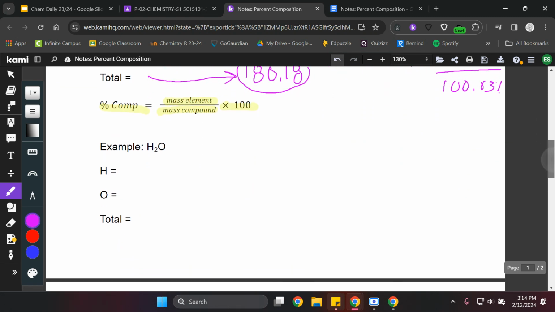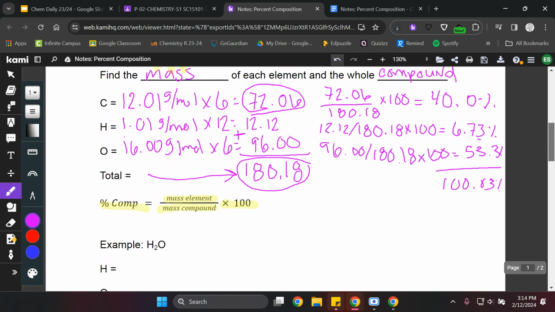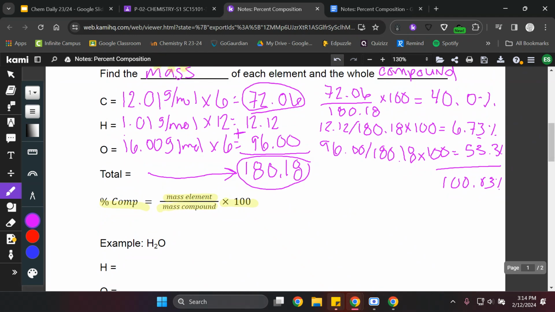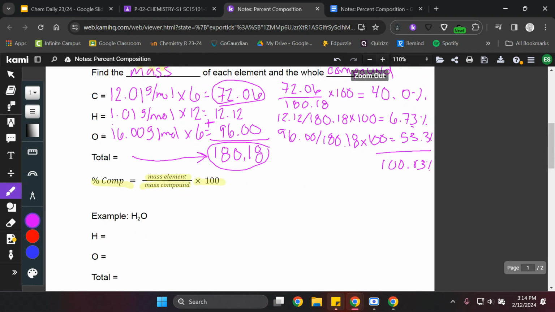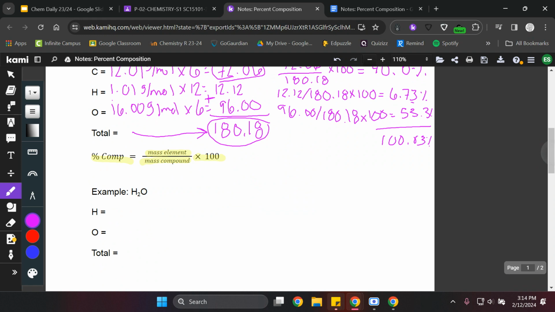Go ahead and pause here and give H2O a try. I'll leave the example we just did up, but go ahead and give H2O a try, and we'll go through it here.